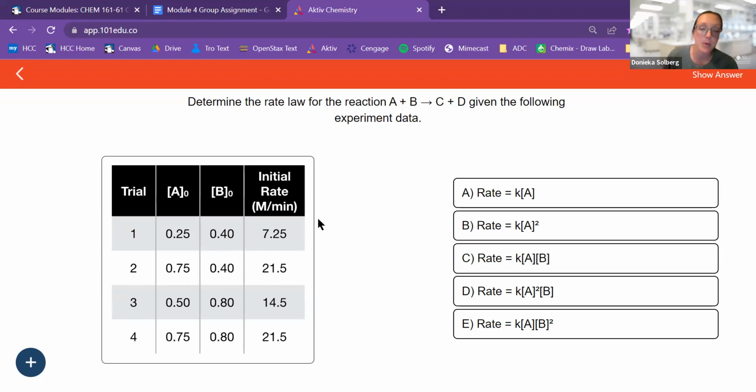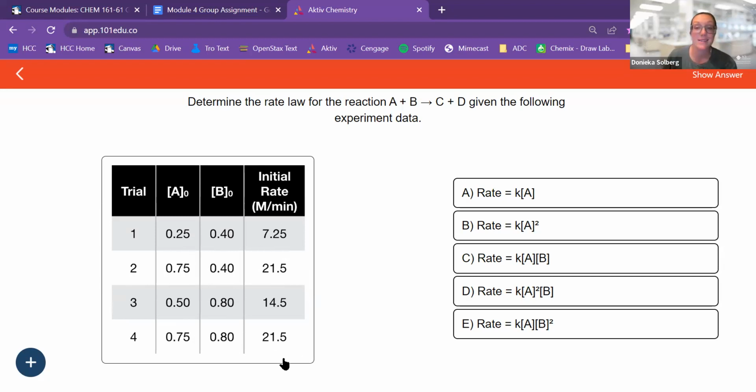I know if this tripled, the rate would go up 9 times, then it would have been second order in A. But okay, I would be like, all right, it's first order in A, and then I want to find B, where A stays constant. So I would do trial 2 and trial 4.